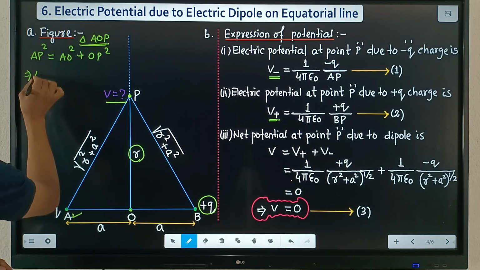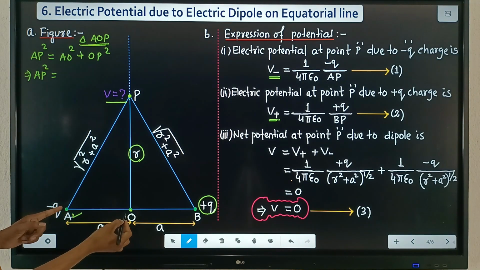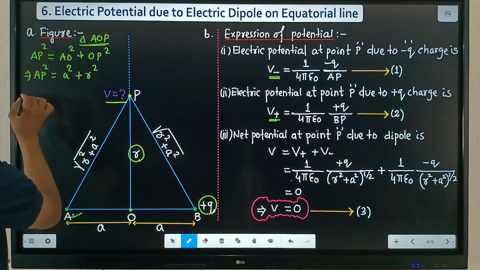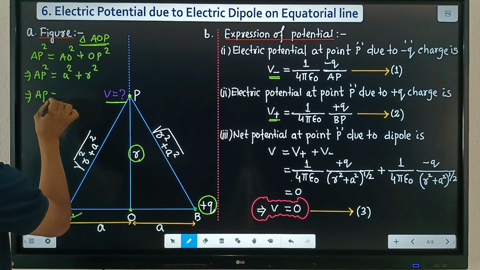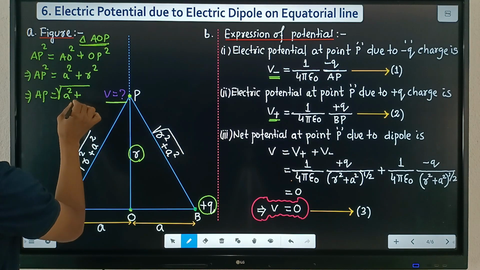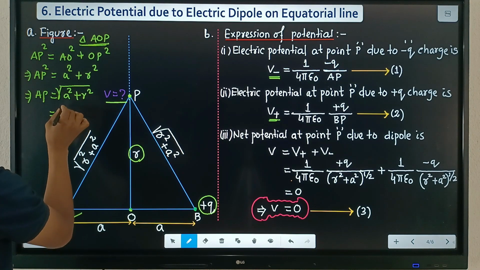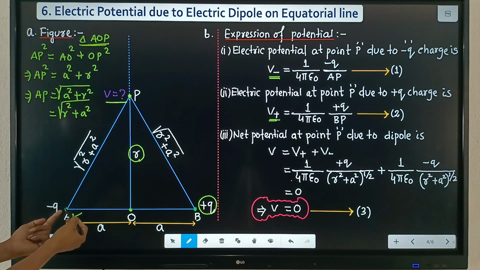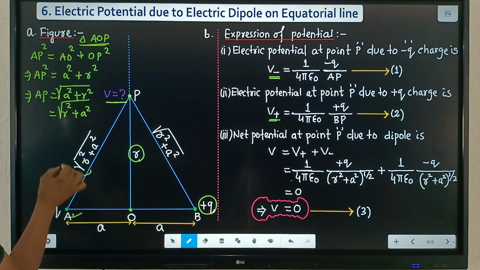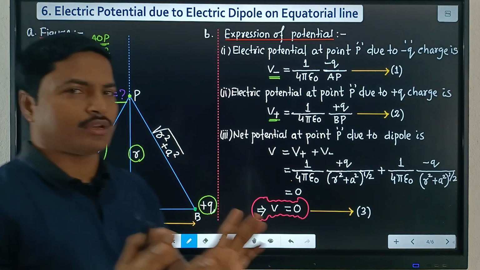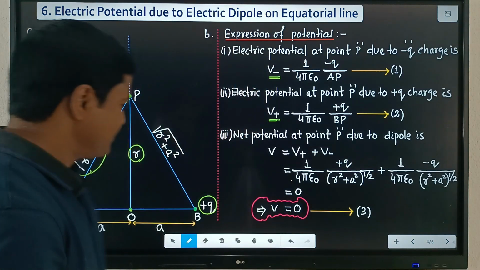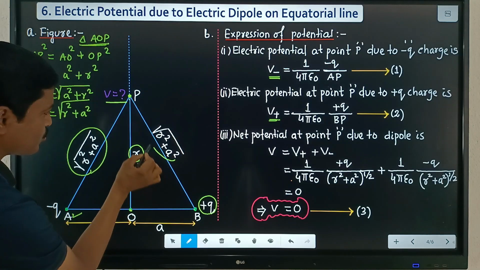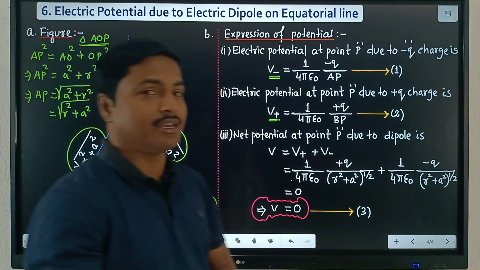That implies we write AP square is equal to AO square, that is A square, plus OP square, that is R square. Then what is AP? We write AP is equal to square root of A square plus R square, or we also write this is equal to square root of R square plus A square. This is AP. Similarly, the distance between the position of the positive charge and the observation point, that is BP, is also square root of R square plus A square.